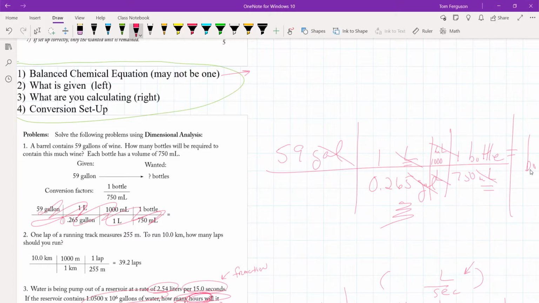What are we trying to calculate? Bottles. So that's our setup. So how do we work this? We're going to go 59 times 1 times 1,000 times 1, divide key 0.265, divide key 750. So we're going to go 59 times 1,000, divide 265, divide 750. Enter.